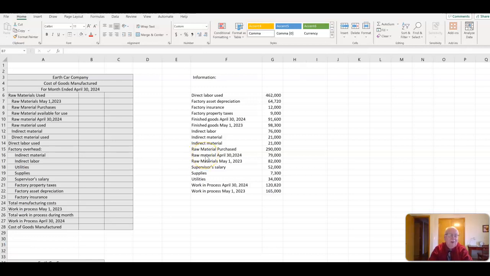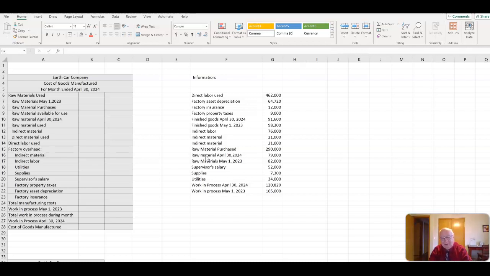Want to welcome everyone to cost. Today we're going to concentrate on the manufacturing statement and the cost of goods sold. The manufacturing statement is a unique statement for the manufacturing process, and we're going to deal with direct materials used, direct labor used, and then the factory overhead.